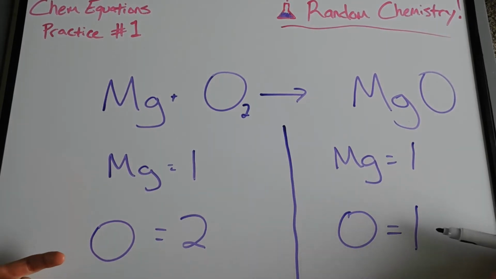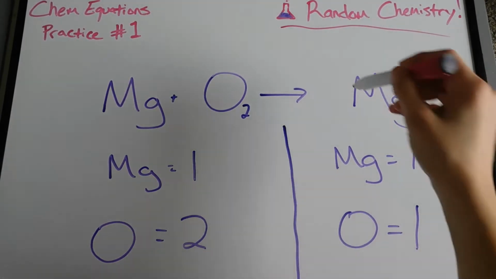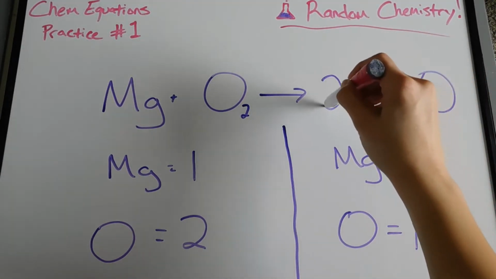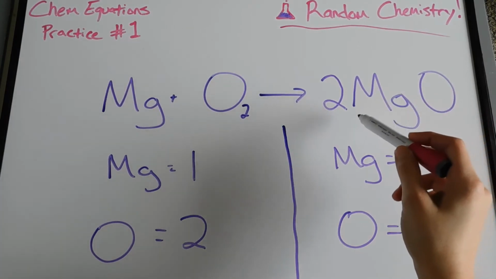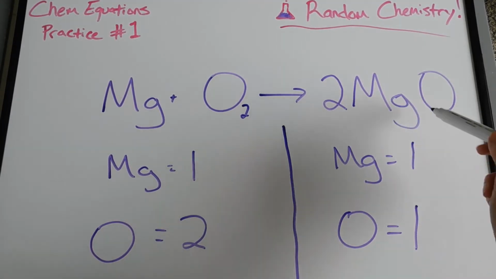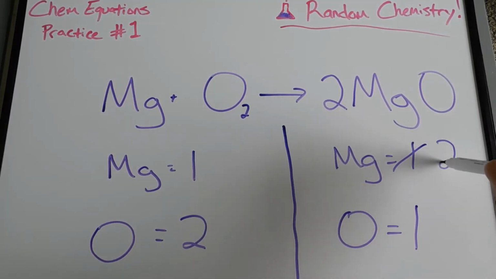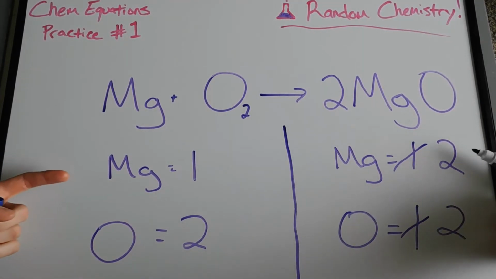So we want to get from 1 to 2. And to do that, it's to put a coefficient of 2. But remember that when we add a coefficient, that the coefficient has to be multiplied by everything in that formula. So this is going to change how many magnesium we have. So 2 times 1 is 2. And then we have 2 times 1 is 2. So now our oxygen are balanced, but our magnesium are not.